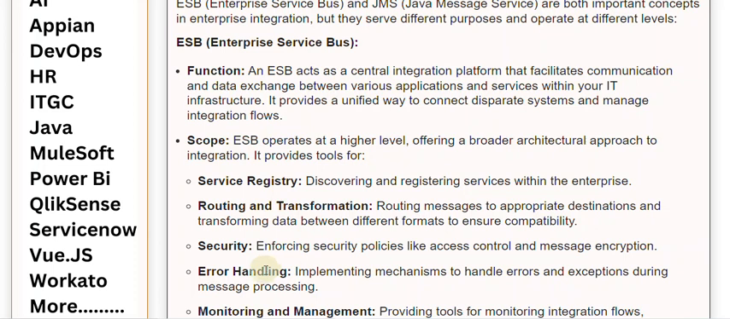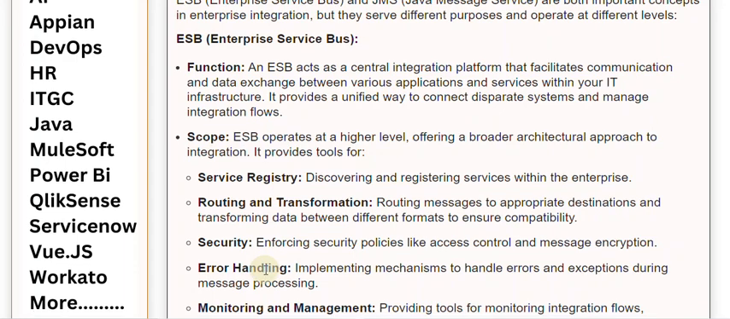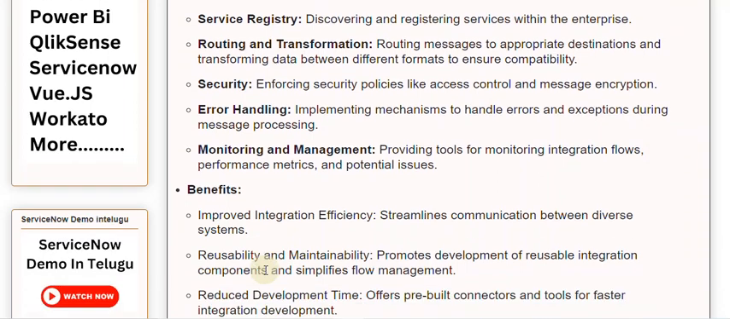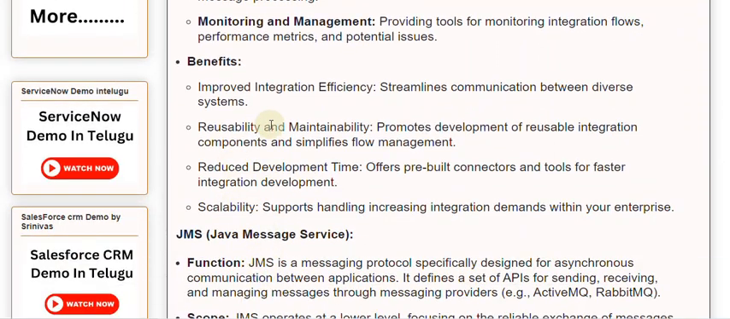Error handling, implementing mechanisms to handle errors and exceptions during message processing. Monitoring and management, providing tools for monitoring integration flows, performance metrics, and potential issues. Benefits. Improved integration efficiency, streamlines communication between diverse systems.